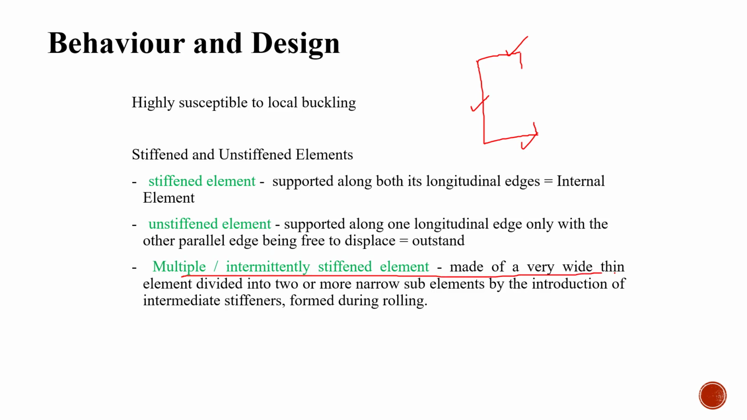They are made of very wide thin elements divided into two or more narrow sub-elements by the introduction of intermediate stiffeners. Say, due to practical reasons, this web height is very high. Then you can stiffen this web by providing an additional stiffener like this. So you'll have a shape like this, and this will additionally stiffen the web member.